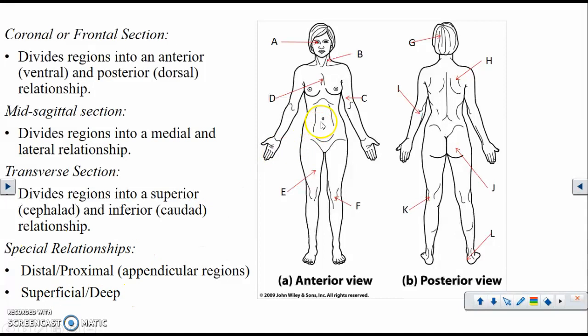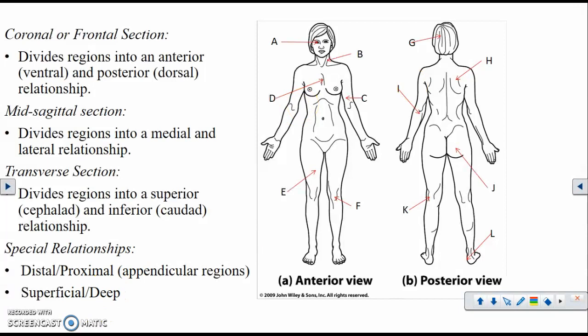One is called distal proximal. Distal proximal only applies to the appendicular regions, which are the arms and the legs, and distal means, okay, further away from the joint. So in this case, if you're talking about the arms, it's the shoulder joint. If you're talking about the legs, it's the hip joint. Okay, and proximal means closer to the joint. And then obviously there's this thing called superficial and deep. Superficial is something on the surface, and deep is underneath the surface, sometimes called profundus.